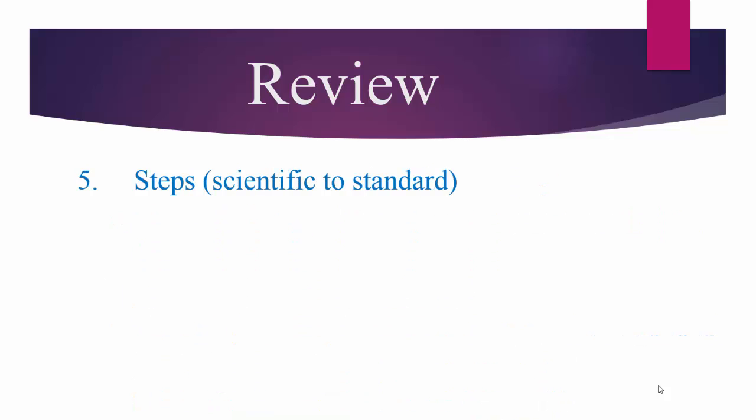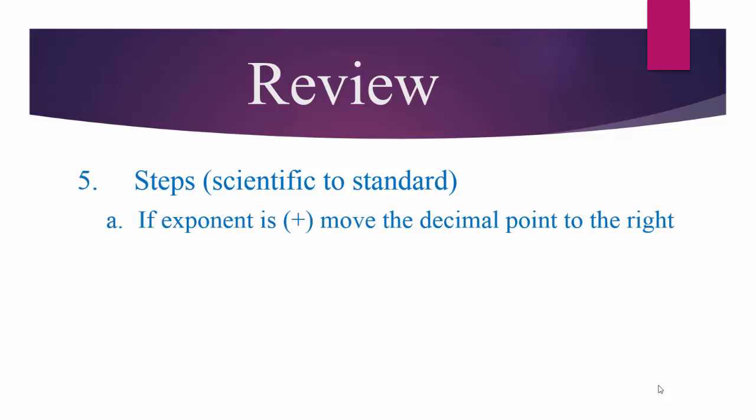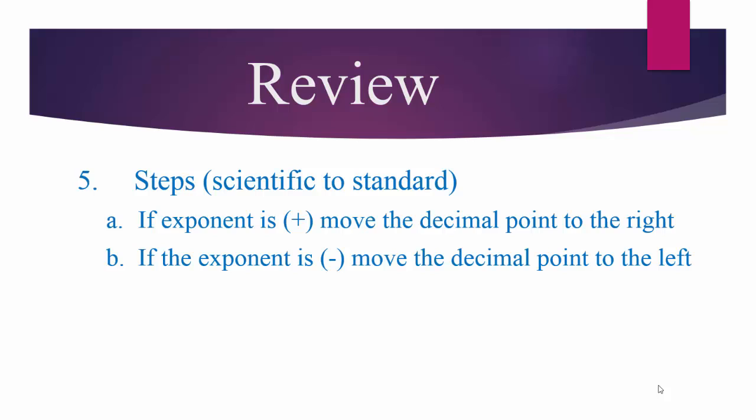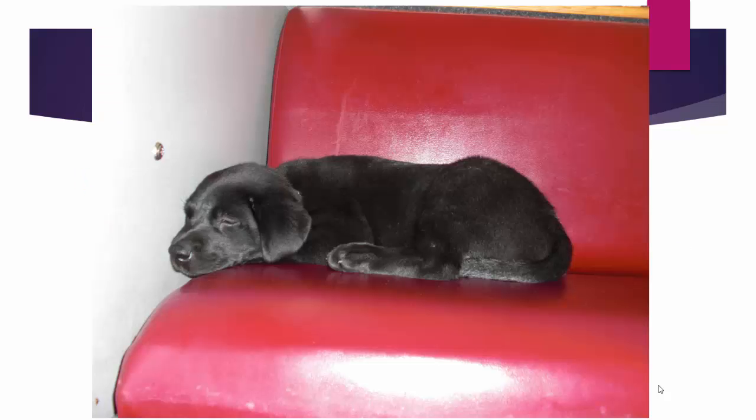To go from scientific to standard, if the exponent is positive, move the decimal point to the right. If the exponent is negative, move the decimal point to the left. Use zeros to fill in blanks where you need them, and that's it. So that's how you convert from standard to scientific notation to standard. So go do the worksheets, think about all of this, and in the next video, we'll begin to show how you can do math with scientific notation.